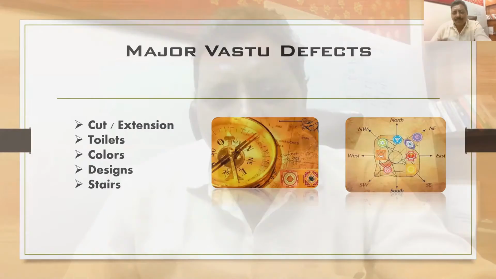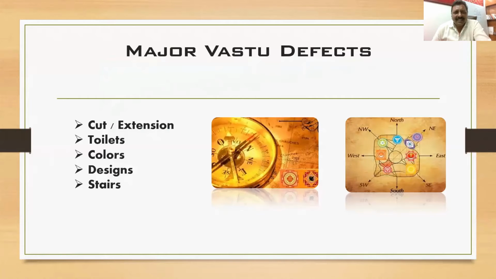Hope all are fine. So, primarily, the major Vastu defects which we have seen in houses are cuts and extensions. Wherever we have seen the houses, there we have seen there is some disturbance in the house. The shape of the house is very important. If the shape of the house is not proper, then there will be disturbance in the house.